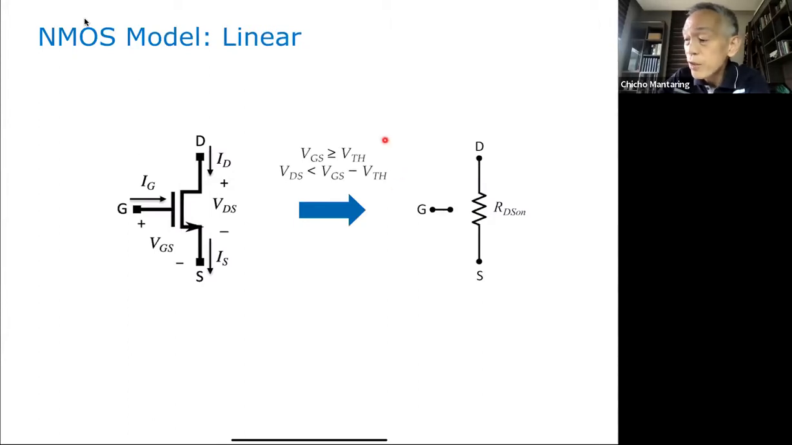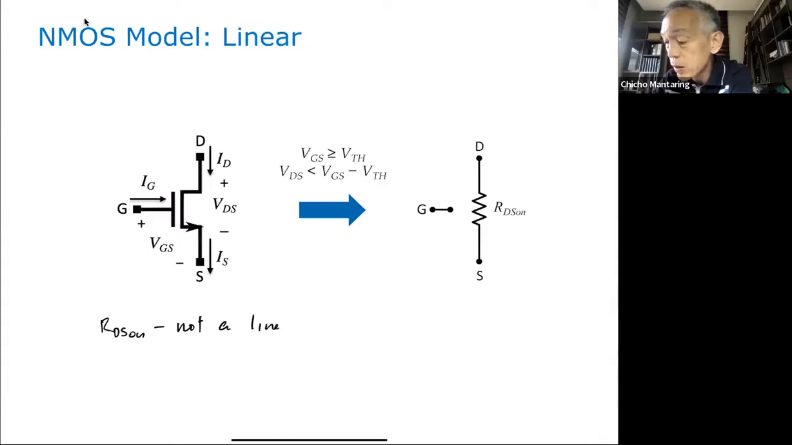So these are the conditions now. VDS should be less than VDS SAT here. And effectively, your channel acts like a resistor. Okay, the value of that resistance being RDS on. Note that this is not a linear resistor, because that resistance changes depending on the current flowing or the voltage across it. So RDS on is not a linear resistor.